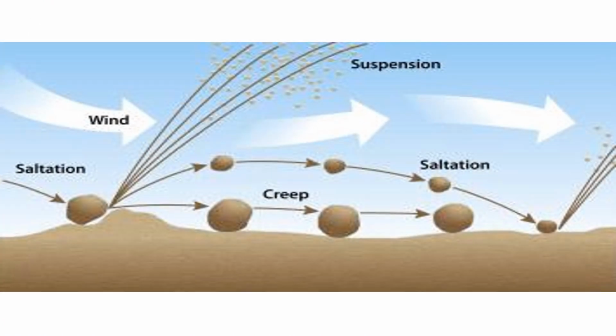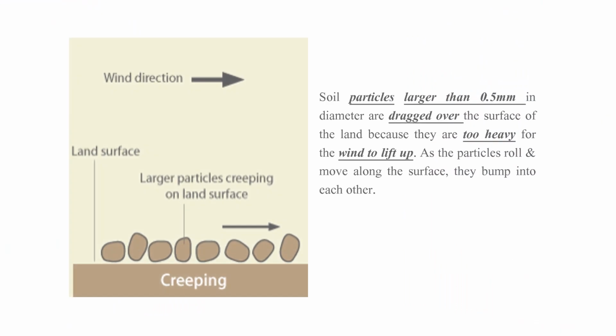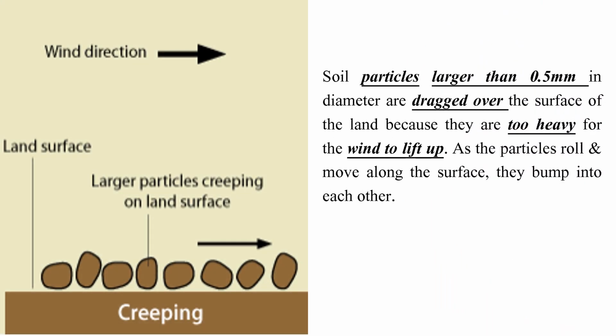Let's examine this illustration. This illustration basically shows how wind erosion is happening. Wind erosion starts with a process called creep, where soil particles larger than 0.5 mm in diameter are dragged over the surface of the land because they are too heavy for the wind to lift up. As the particles roll and move along the surface, they bump into each other.